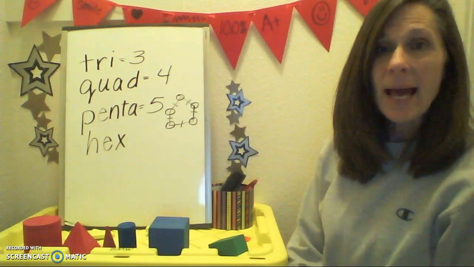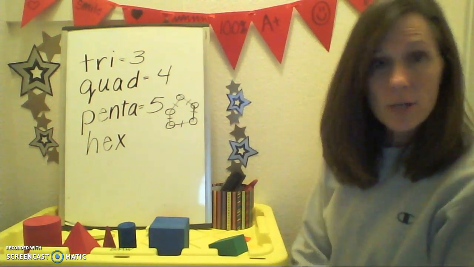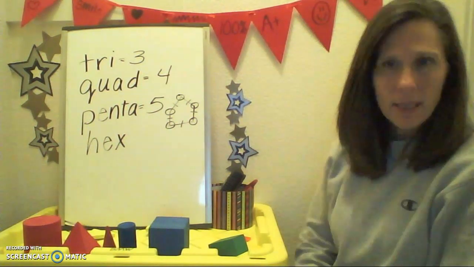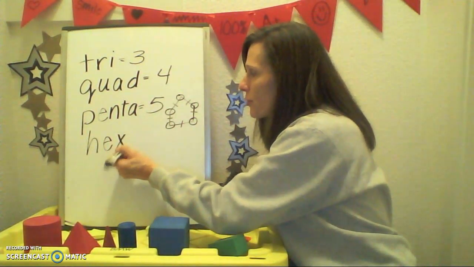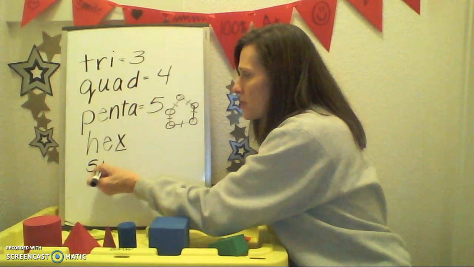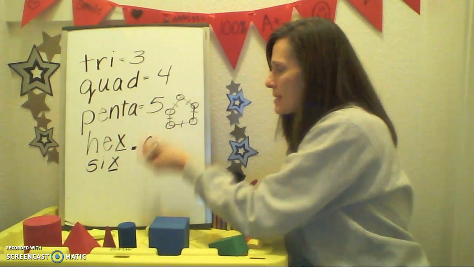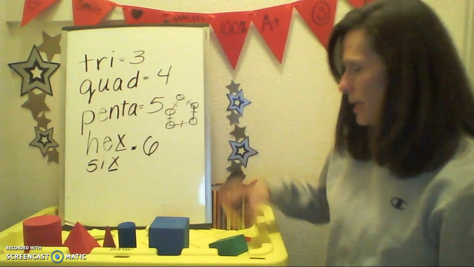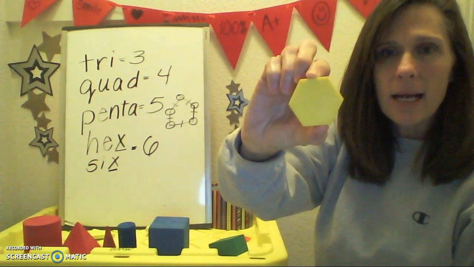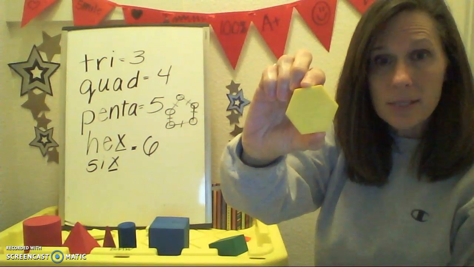Okay, and then hex. I hope you remember the trick that I showed you to remember what hex means. Remember, X is the third letter, just like in the word six. X is the third letter. So we know hexagon means 6, and we have a shape that has 6 sides and 6 angles, right?